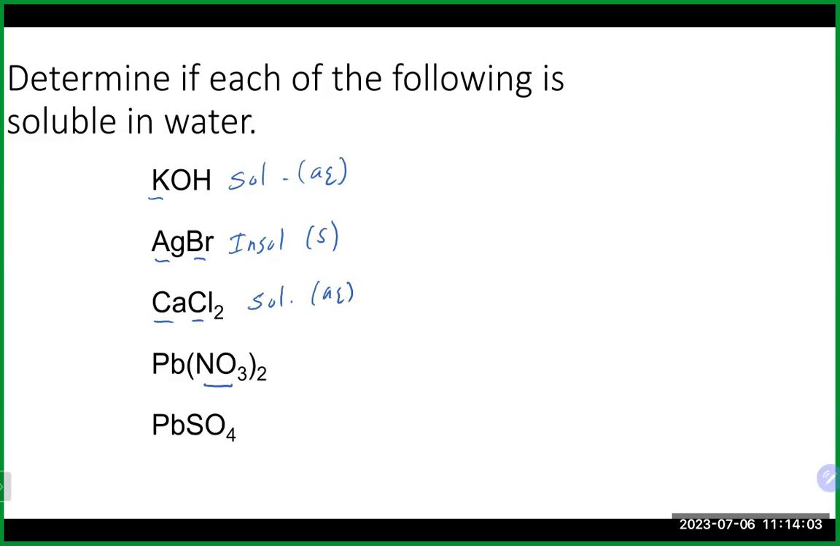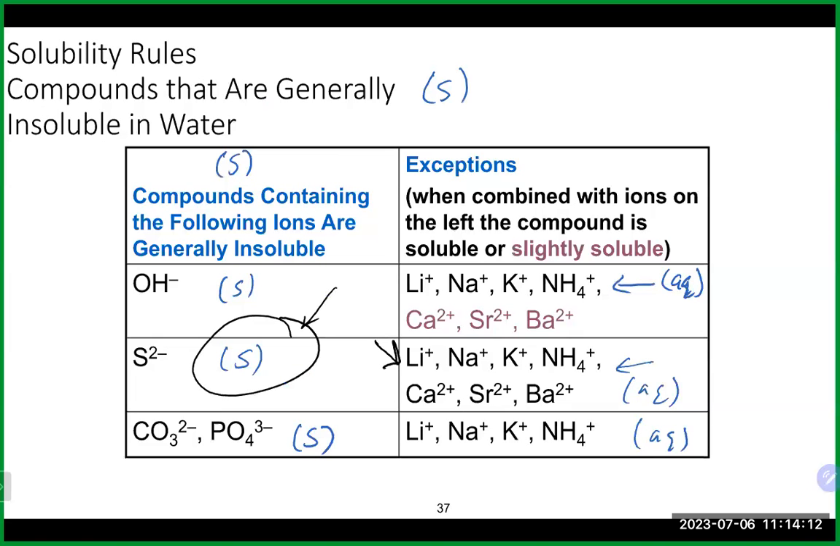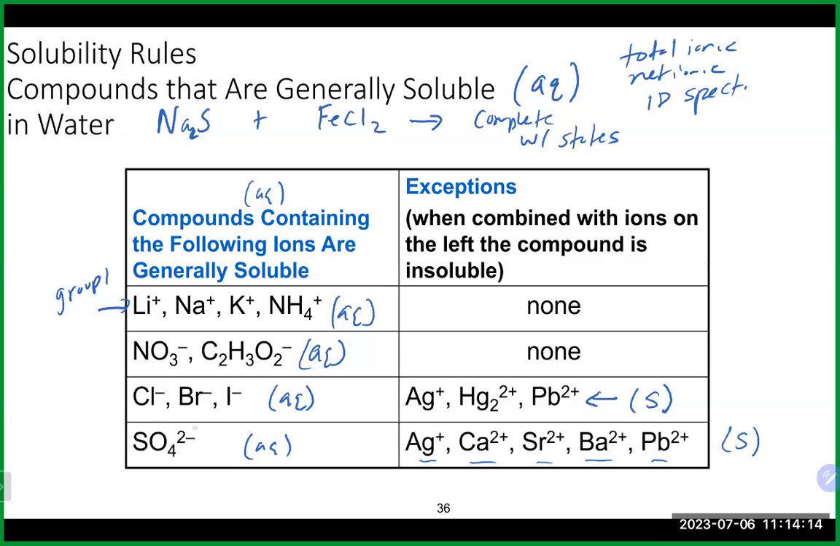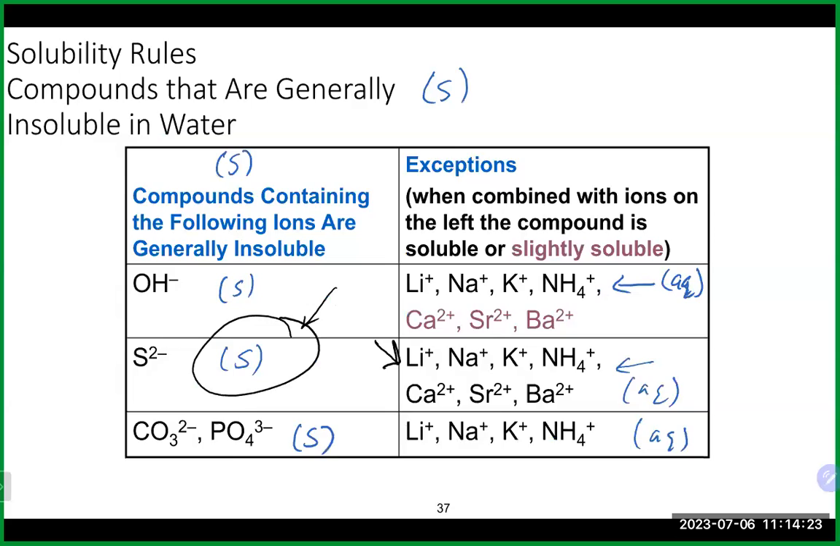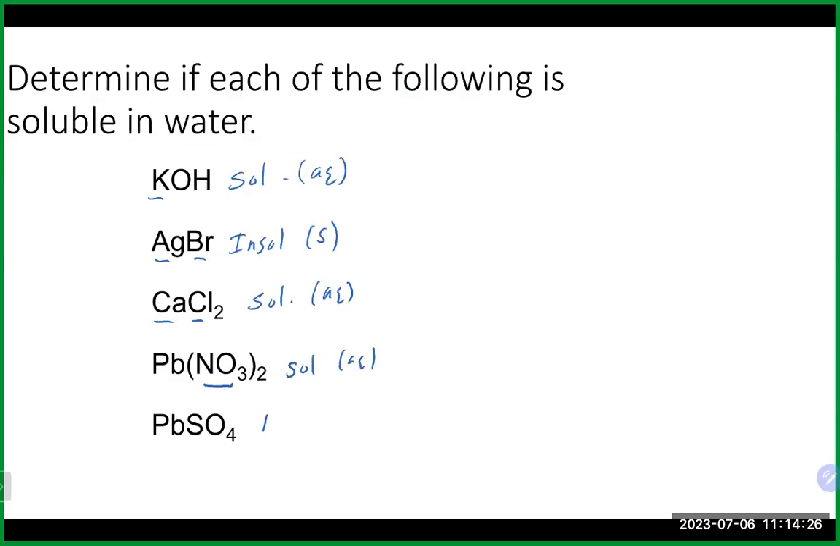We see nitrate, which is a good key because it's soluble in everything, which means this guy would be soluble. And lastly here, our lead 2 sulfate. In case you're not sure, we go to sulfate, which is soluble. Lead, though, is an exception. So even though it is normally soluble, because it is bound with lead in this case, it would be insoluble. That gives you a solid. Any questions on that?